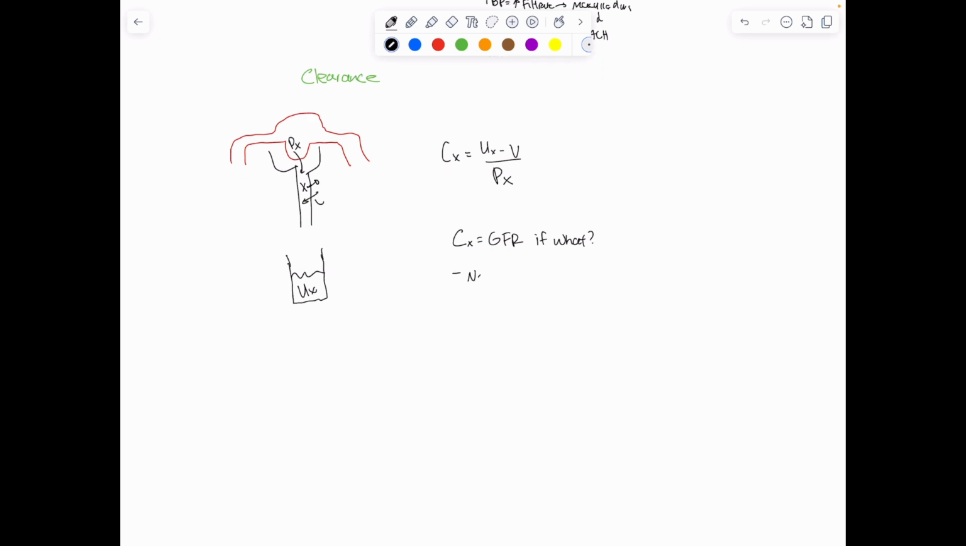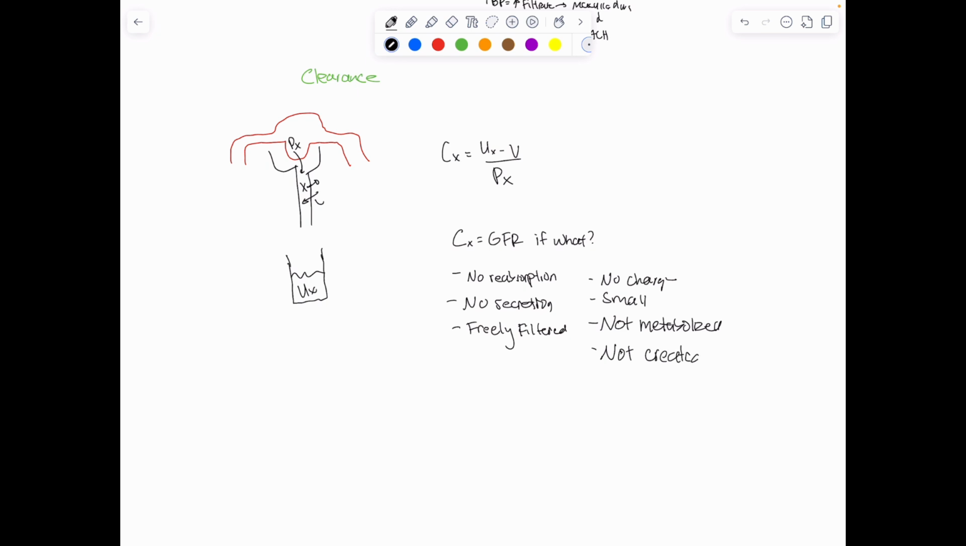For one, there can't be reabsorption, it can't be secreted, it has to be freely filtered, it can't have any charge, it has to be small, it can't be metabolized, and it can't be created.